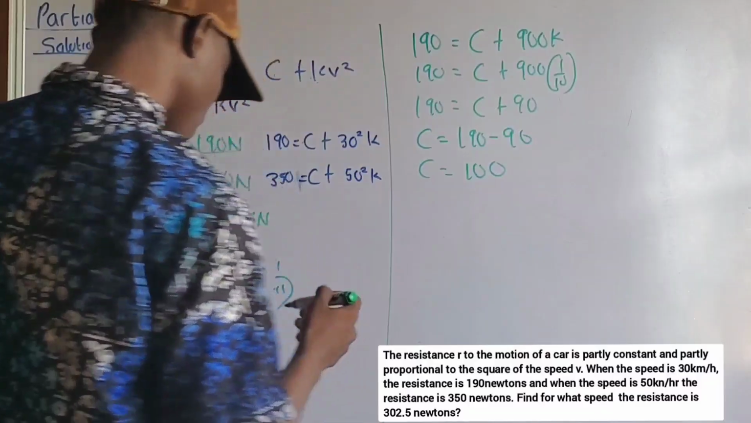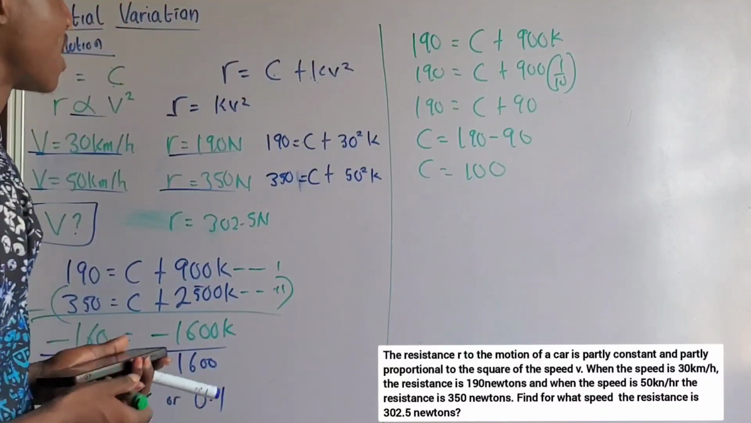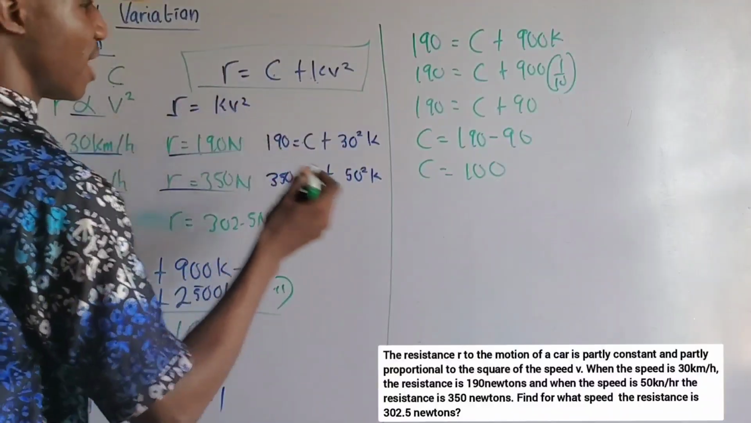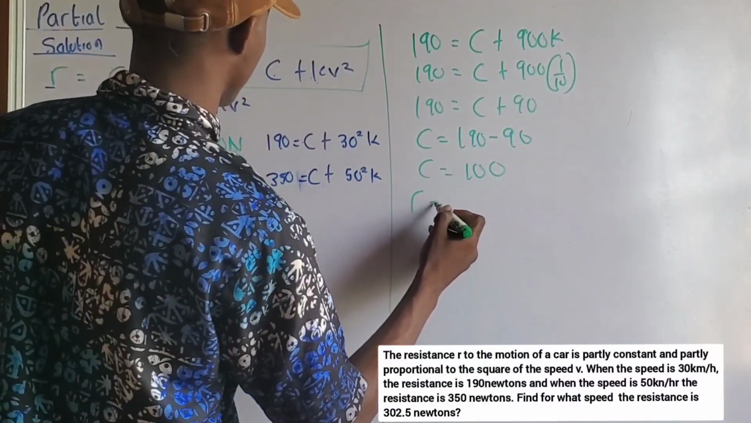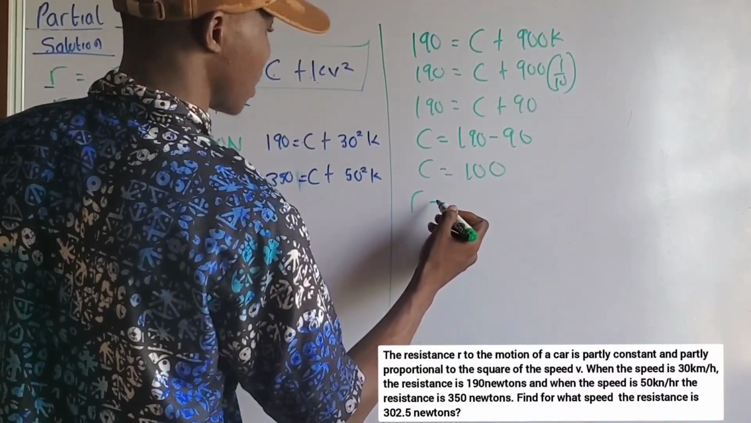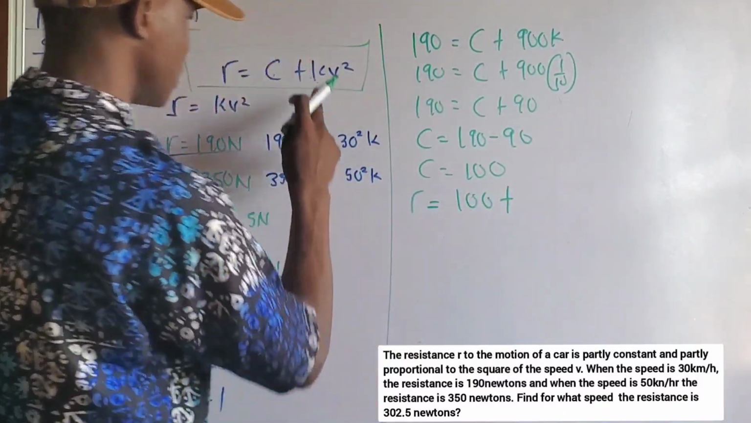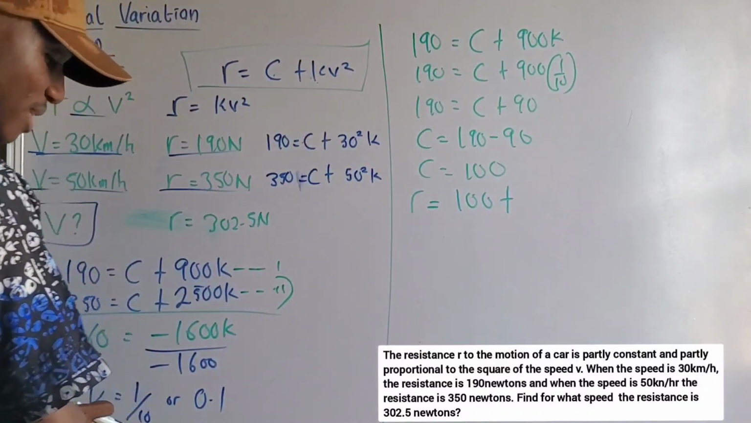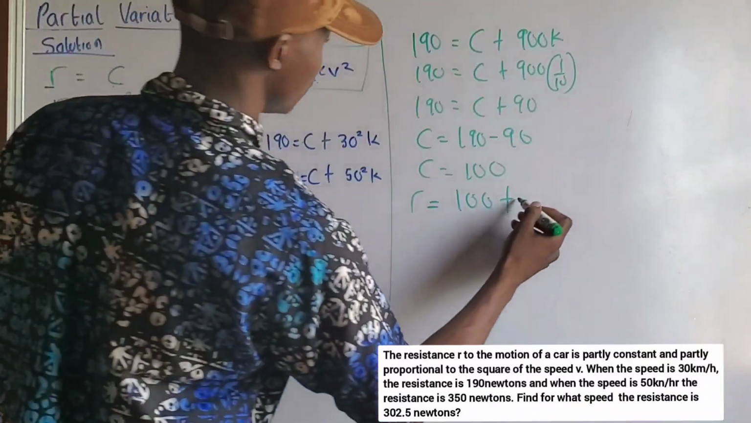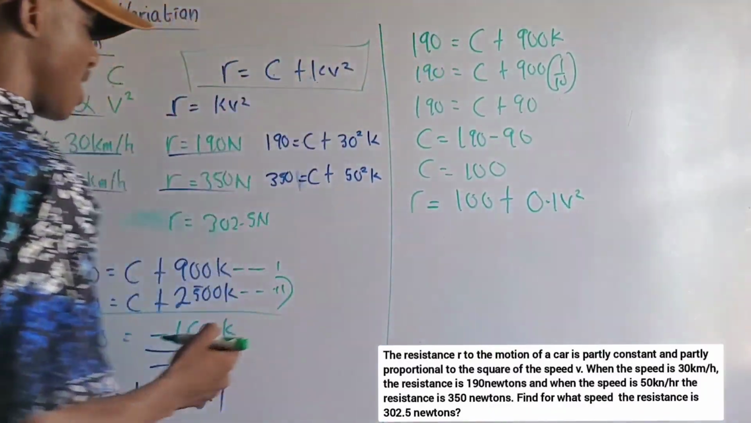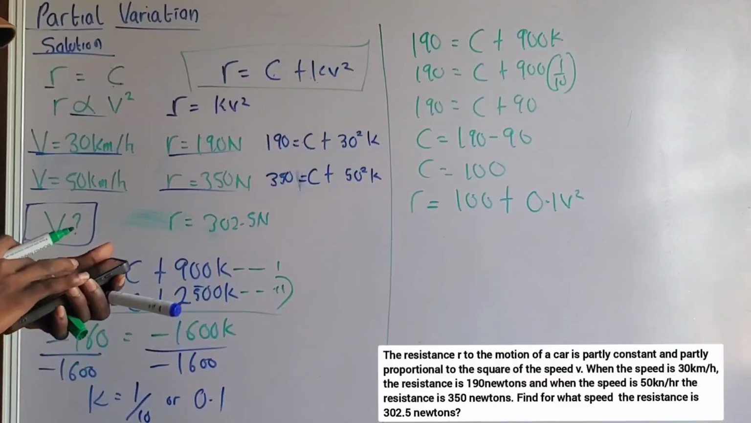Now we've gotten the value of c and k. So we can rewrite this equation that you see here. This formula can be written as r equals c, which is 100, plus kv squared. What is k? k is 1 over 10 or 0.1. So just use 0.1 v squared. Okay. Now don't forget our goals.